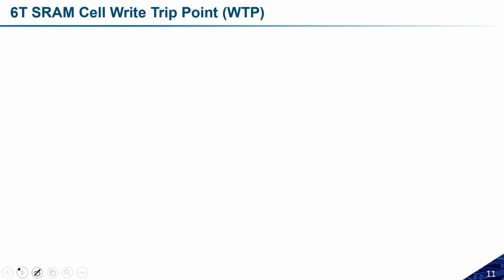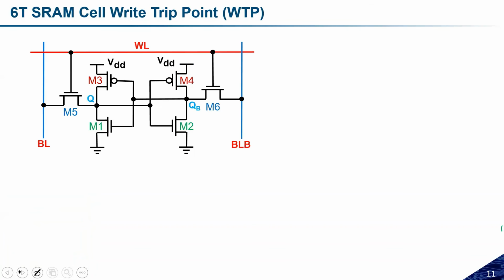To avoid that, we can have another way to calculate the write stability, and that parameter is the write trip point. What this write trip point is, I will tell you. The write ability of an SRAM bit cell can also be characterized by the write trip point voltage, and that is defined as the maximum amount of voltage that is needed on the bit line to flip the bit line content.